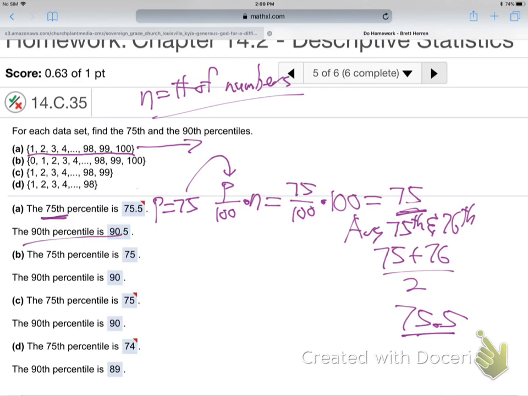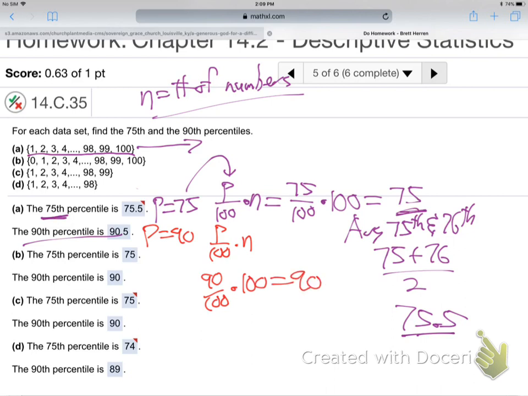Want to try the 90th percentile? So try the 90th. We do it, so that's P is 90. P over 100 times N is 90 over 100 times N. N's 100, right? So that just comes out 90.